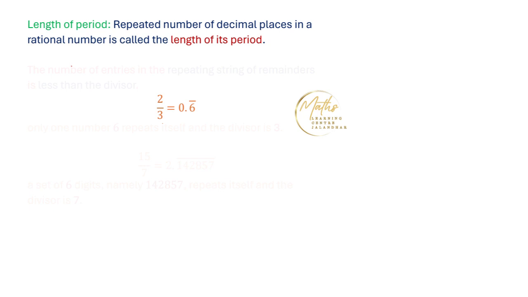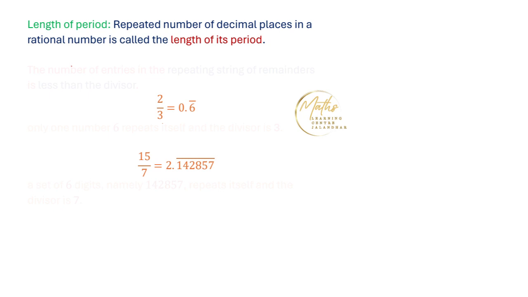That is, there is one digit that is repeating again and again. If I am talking about the number 15 by 7, we have the value in this way, as we have seen in our previous slide. So in this case, this block has 6 digits that are repeating again and again. So in this case, we are saying the length of the period is 6.